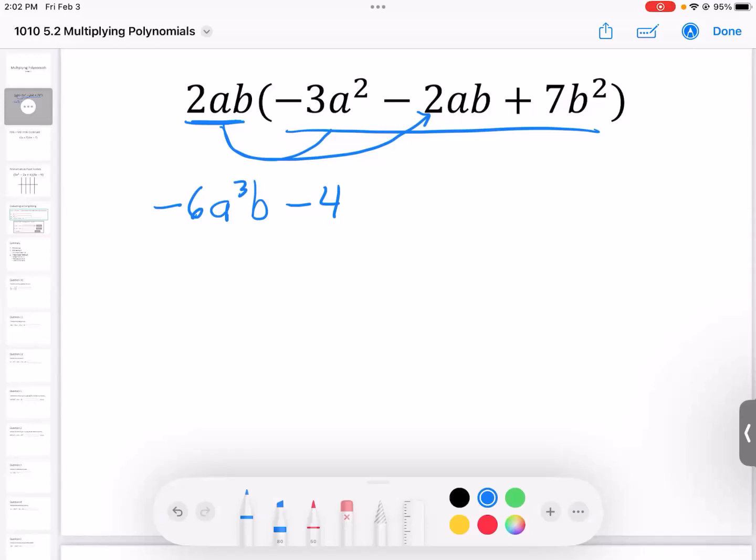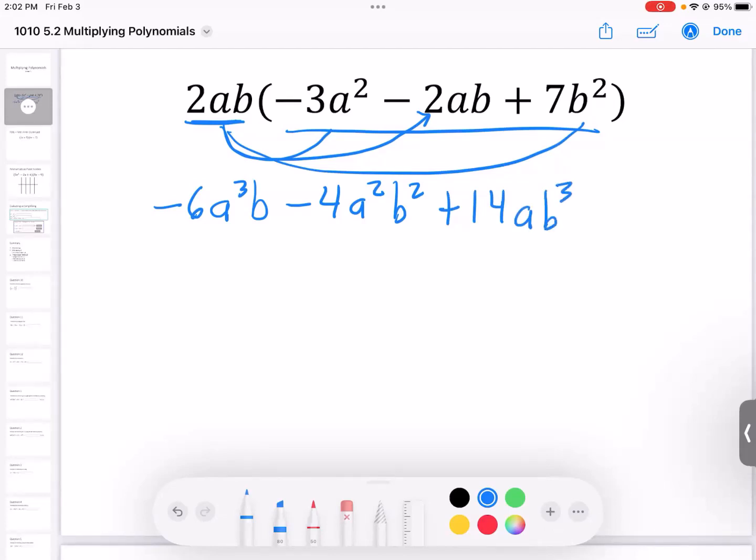Yep, because an exponent is essentially repeated multiplication. And so if you have several bits of repeated multiplication, then you can just figure out how many you have altogether. Yep, so we'll go 2 times negative 2 is negative 4. Then a times a will be a squared, and b times b is b squared. And then if I do 2ab times the last term, I'll get positive 14ab cubed.